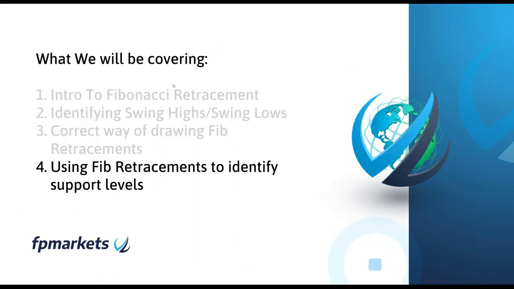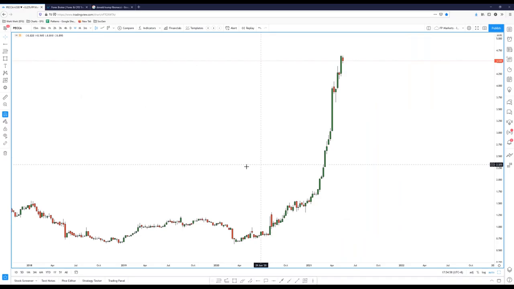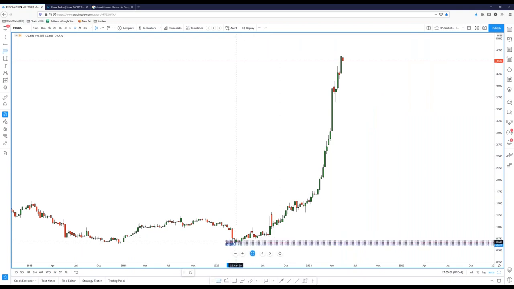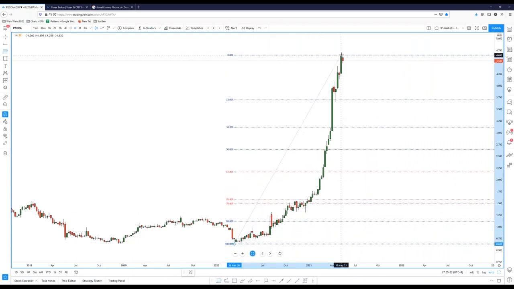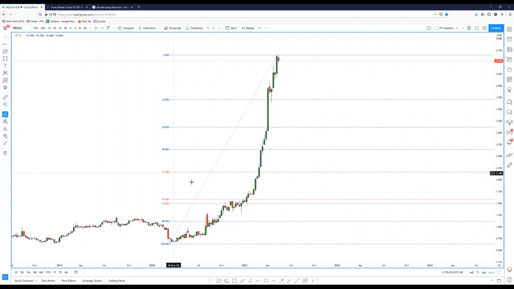This is a perfect example to cover my last point, using Fibonacci retracement to identify support levels. Very straightforward, okay? When a price push is so strong, I'm going to test you guys now. From the swing low to the swing high, okay? When a price push is so strong, very easy. You just draw from swing low to swing high. And then all these are the support levels.